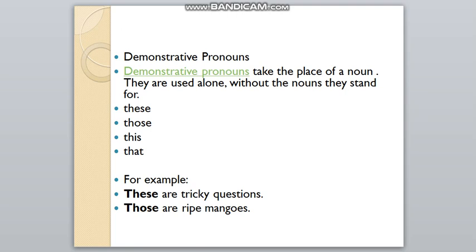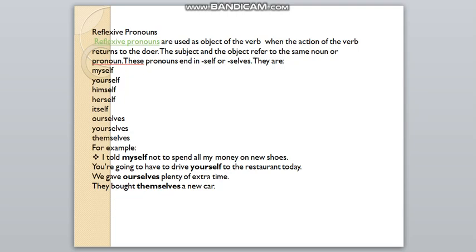Let us move on to the next one, that is demonstrative pronouns. Demonstrative pronouns take the place of a noun, children. They are used alone without the nouns they stand for. The words are these, those, this and that. Examples. These are tricky questions. Those are ripe mangoes. The highlighted pronouns are called demonstrative pronouns.